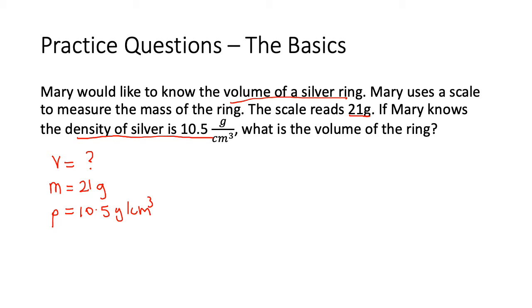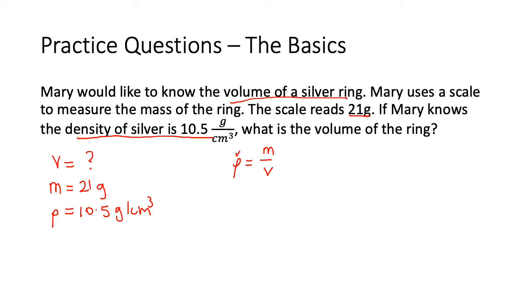So before we move on, we're just going to have a quick look at our units. The mass is in grams and the density is in grams per cubic centimetre. So we know that they're not SI units, but they're perfectly fine. Okay, so let's come to our equation. We know that density equals mass over volume.